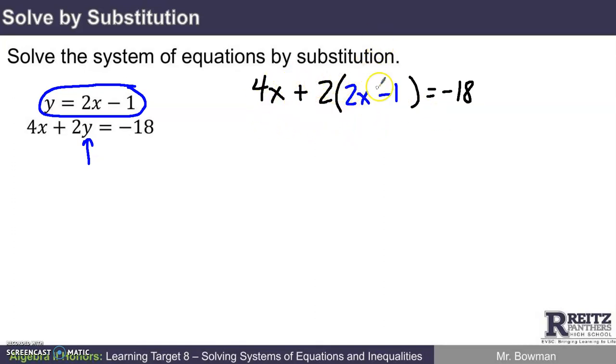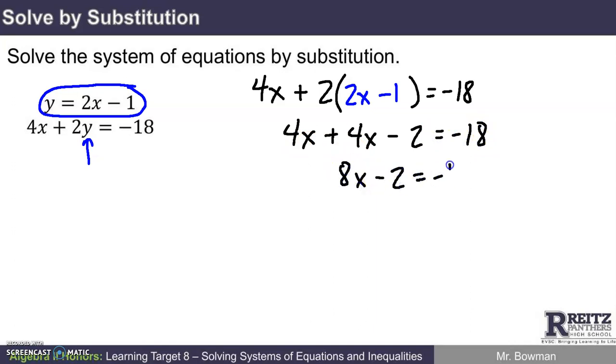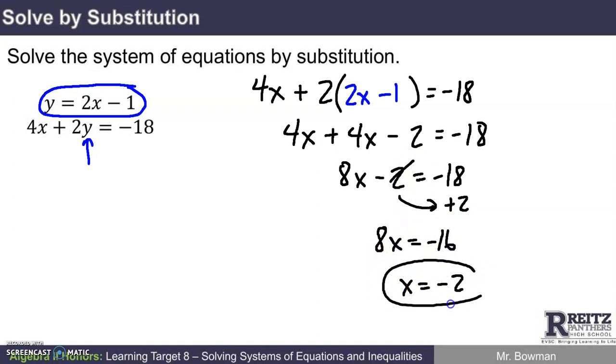I'll distribute the 2. I'll write 4x plus, this is also 4x, minus 2 now, equals negative 18. This is 8x minus 2 equals negative 18. If I add 2 to both sides, 8x is negative 16, or if I divide both sides by 8, x is negative 2. And I've found the x value that makes these equations equal.